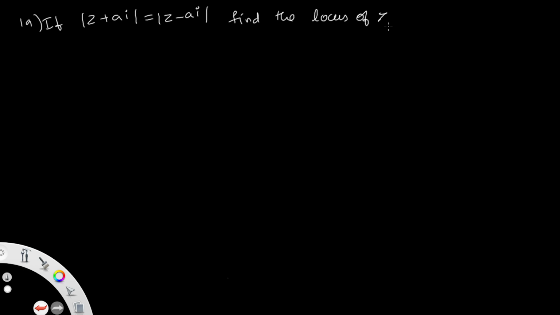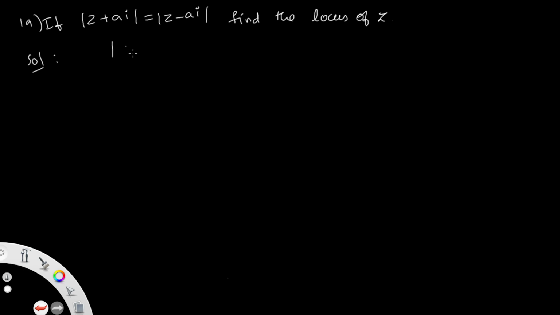Find the locus of z. So that is in the question, similar to the way we already did earlier. Let z equal x plus iy, substitute and simplify, then you get the equation. That's all. The given equation is the solution.